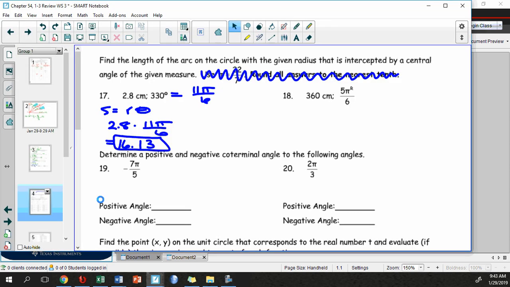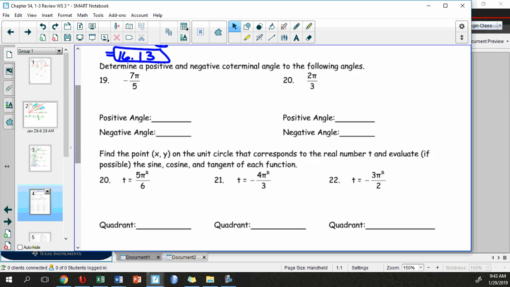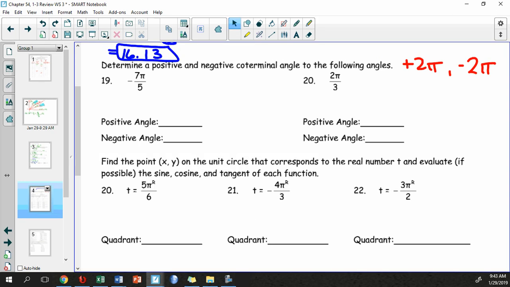All right. Now, that brings us to the next concept down here. Determine a positive and negative coterminal angle with the following angles. How do I do that? Coterminal means we're trying to find another angle that is a whole revolution away. A whole revolution is either 2 pi or 360. And this one is going to be 2 pi. So you're going to add 2 pi or subtract 2 pi. Do we get that, yes or no?